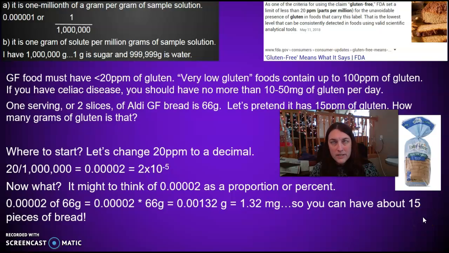of bread. Now, obviously you shouldn't for other reasons, but okay, even if all these brands happen to have the max, which I don't know it does, I made that part up, that it had the 20, but even if it did, 15 pieces of bread, I mean, you don't have to worry about it.